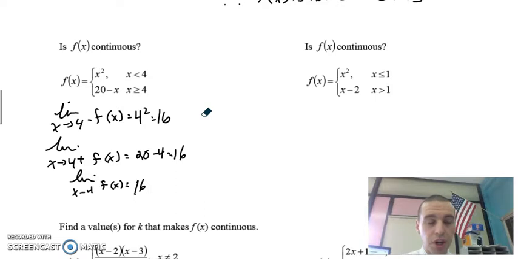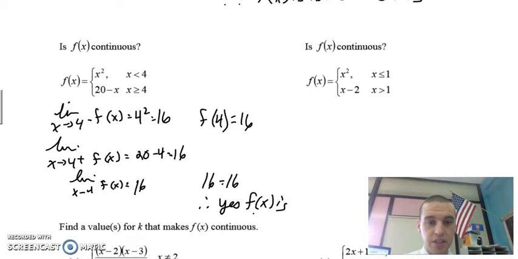16. What we also need to prove is what f of 4 is. Well, we see it's equal to 4 right there, and so therefore we get 16. And the 16 equals 16, and therefore, yes, f of x is continuous.